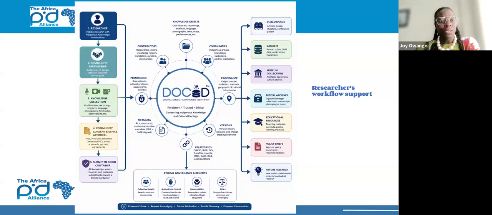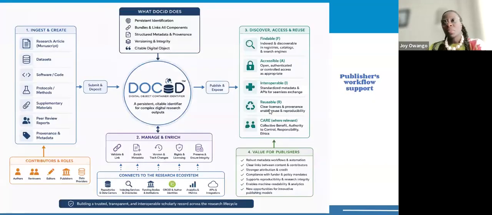You can also see the community consent and ethics approval that the researchers had to go through. And all this can be submitted within DOCiD. And at the same time, you can connect the publications, their data sets, their digital archives, the educational resources, their policy briefs, and any future research that they are planning to work on, just connected to the actual collection. So you can have as many DOCiDs as possible, as long as it reports to one resource type. And the resource type could be the collection that you're working on. And then you can have your research outputs coming out of it.